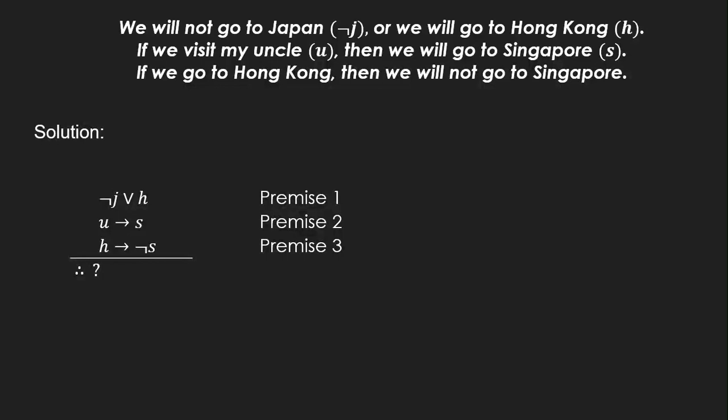Now, our second premise: if we visit my uncle, that is U, then we will go to Singapore. If, then. So that is a conditional statement. Now, we will have U implies S as our second premise. Now, the third premise will look like this: if we go to Hong Kong, then we will not go to Singapore.